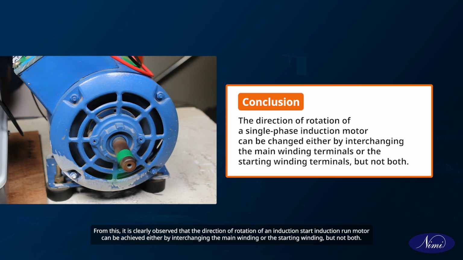Conclusion: from this, it is clearly observed that the direction of rotation of an induction start, induction run motor can be achieved either by interchanging the main winding or the starting winding, but not both.